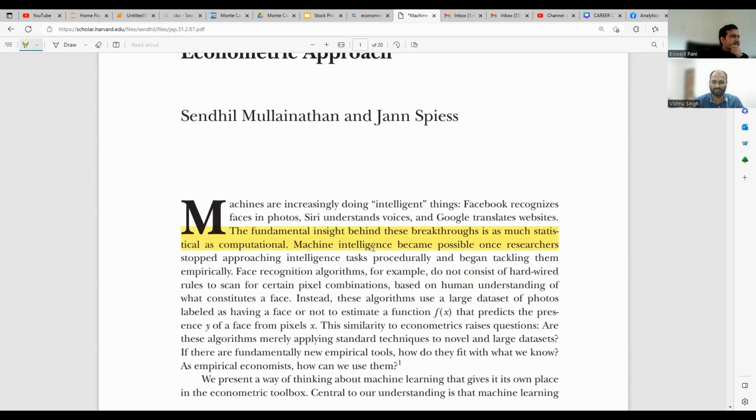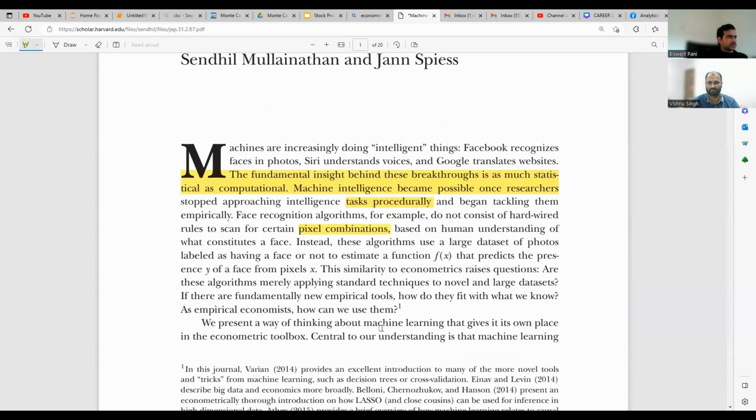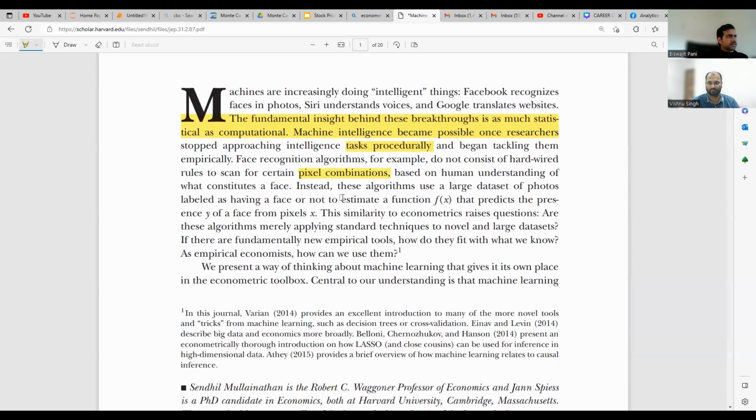Machine intelligence became possible once researchers stopped approaching intelligence tasks procedurally, which is normal programming, where you actually ask computers to do things, whereas AI or ML is more about asking the system to do things without even providing instructions. They began tackling them empirically. Face recognition algorithms, for example, do not consist of hand-written rules to scan for certain pixels. It used to be the case.